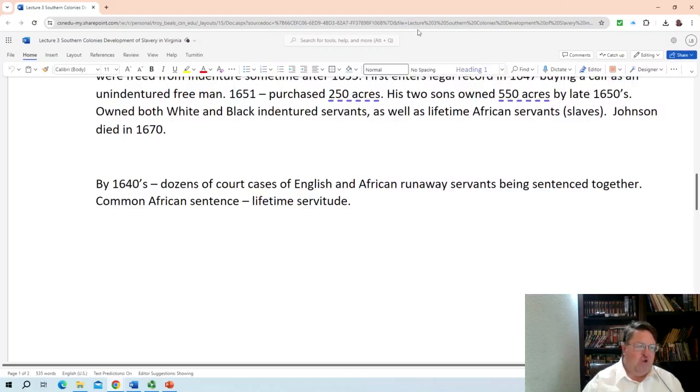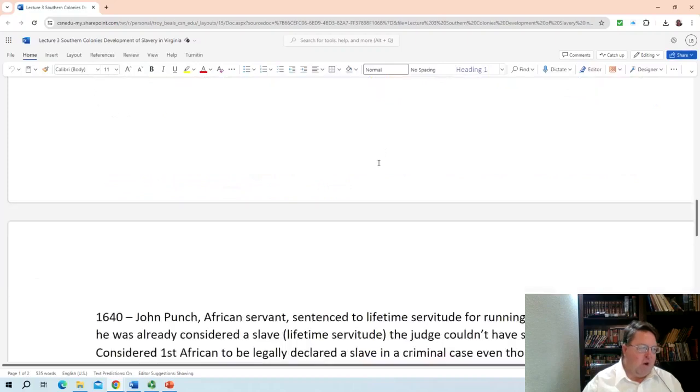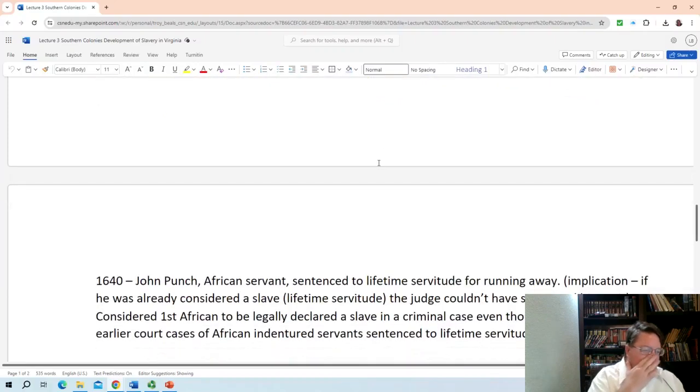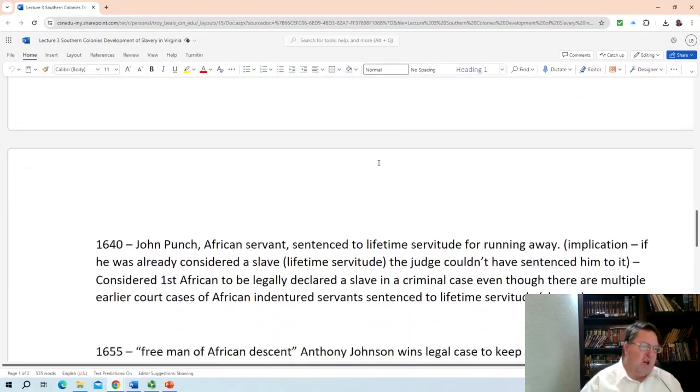That's an interesting little clue about the status of Africans during this era. The fact that judges are sentencing them to that tells you that for a lot of these African indentured servants, they're not considered lifetime servants. So when they get sentenced for running away, they're given that. John Punch is another interesting individual.